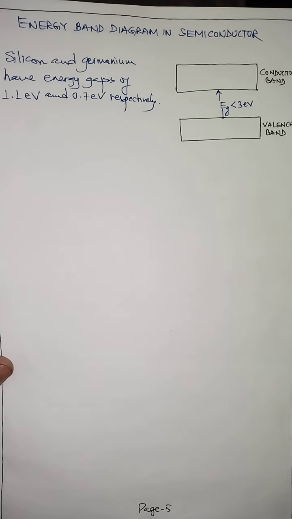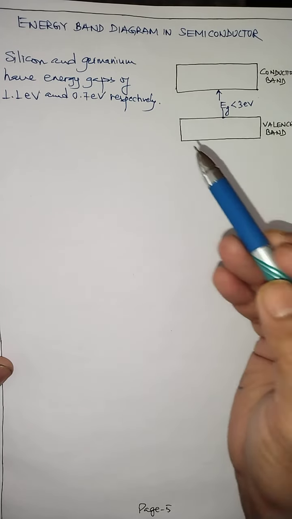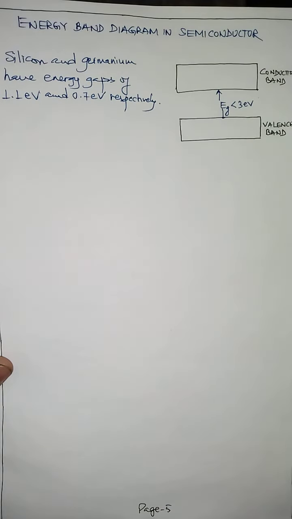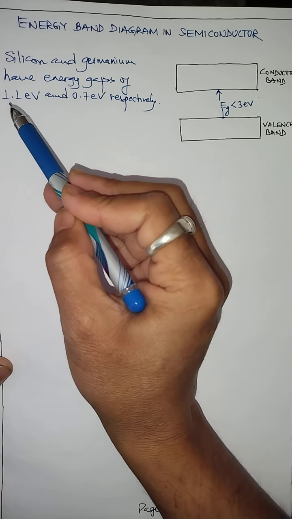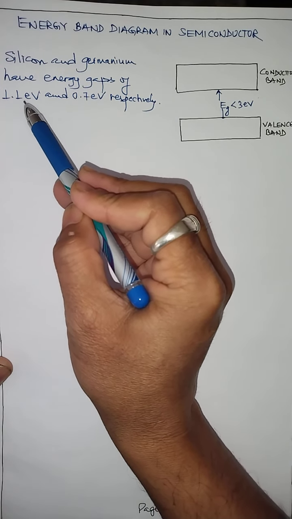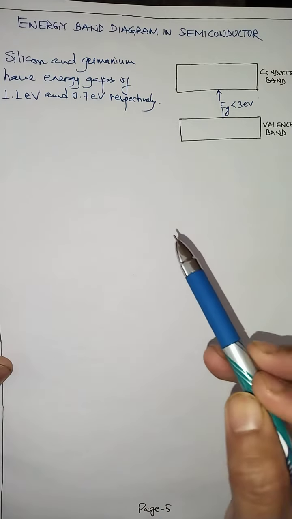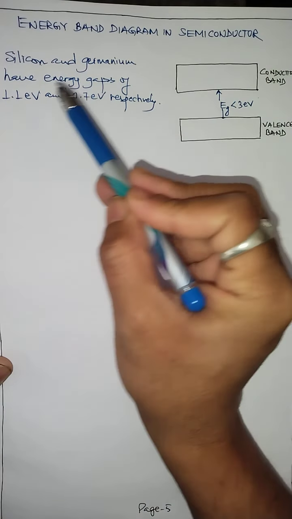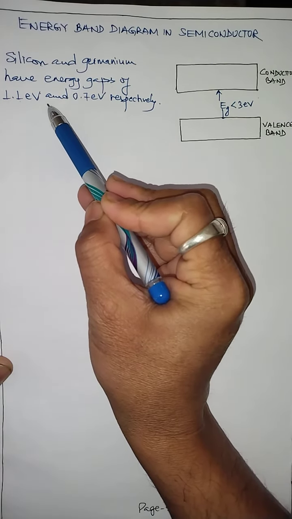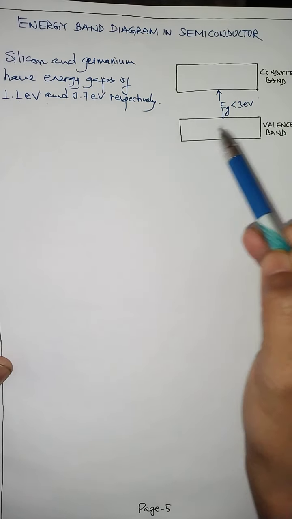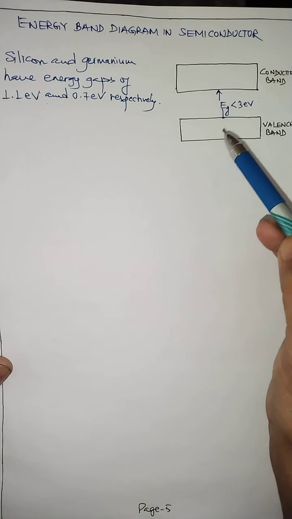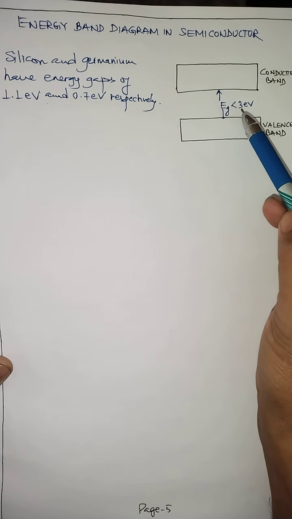Now there are examples of semiconductor like carbon, silicon, germanium. Out of these, silicon and germanium are the most commonly used semiconductors, and their energy gaps are in the range of 1.1 electron volt and 0.7 electron volt. That means silicon has an energy gap of 1.1 electron volt, and germanium has an energy gap of 0.7 electron volt. But normally for a semiconductor, the energy gap will be less than 3 electron volt.